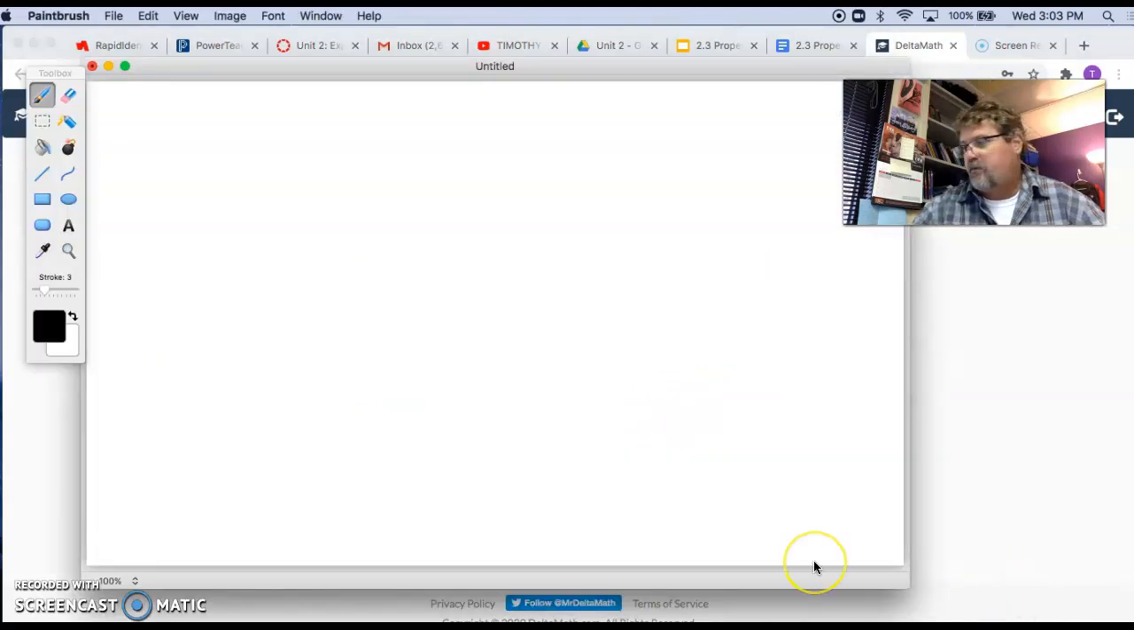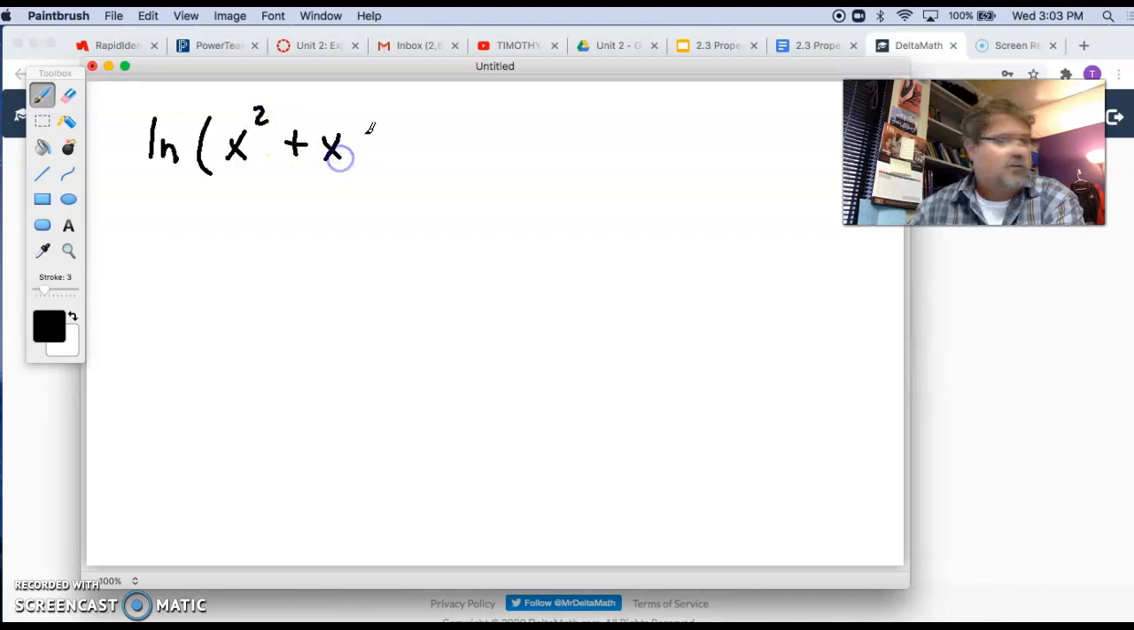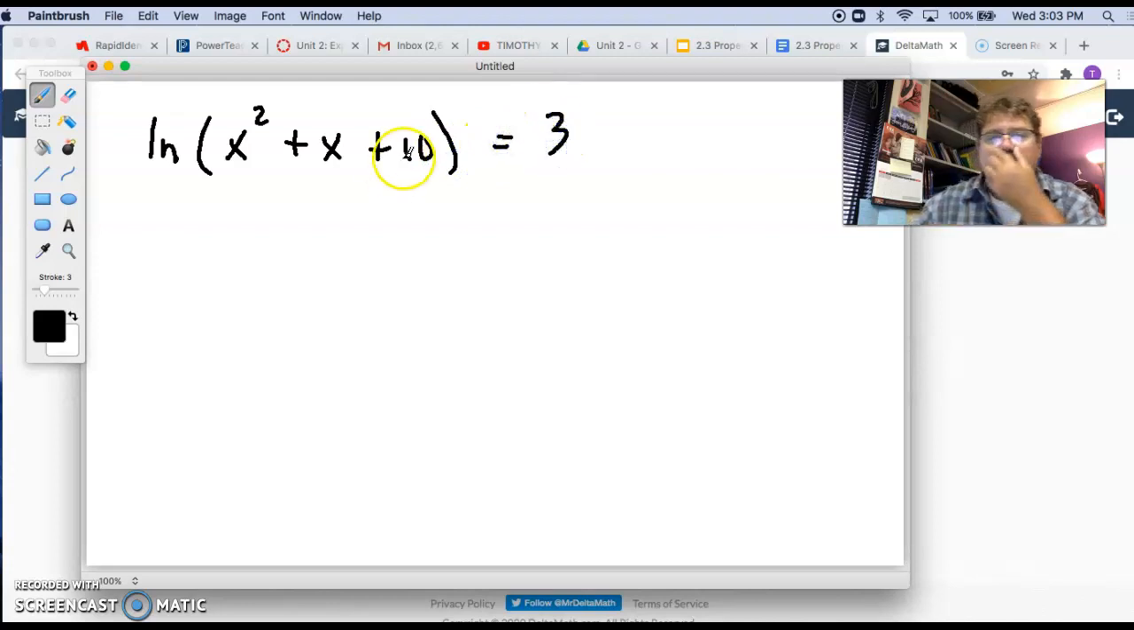So let's first copy it down so we can see what we got here. All right, so we got the natural log of this quadratic expression, and we are told it's equal to 3. All right, so they want us to convert to an exponential form, and the reason I left this one as a good example, I thought, is this has that understood base e.